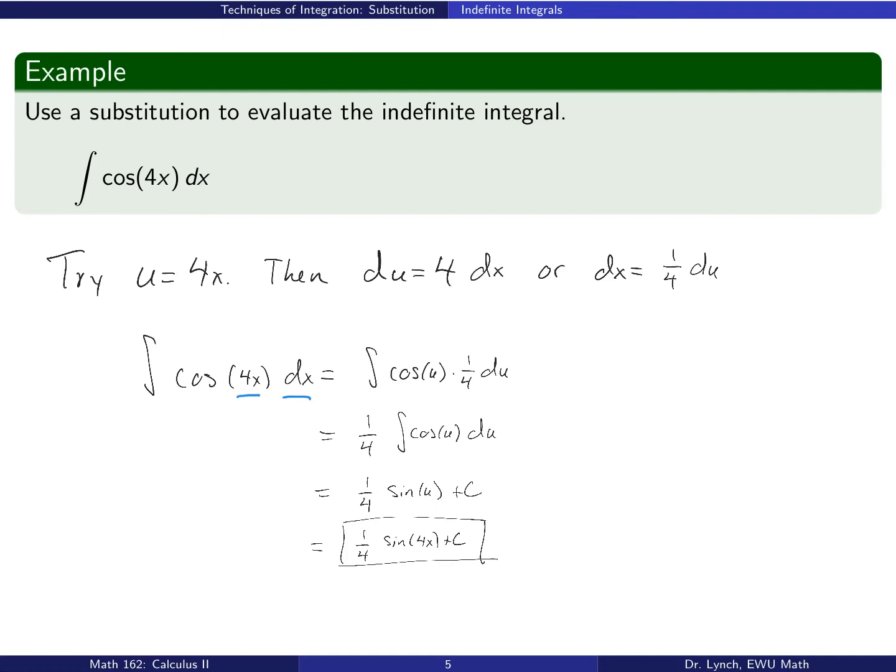The derivative of 1/4 sine 4x is 1/4 times cosine 4x times the derivative of the inside function. Of course, the derivative of the inside function here is just 4, which cancels out the 1/4 out front, and you're left with cosine of 4x again. So in all of these indefinite integral problems, you should always be able to check just by going back to your understanding of the derivative.